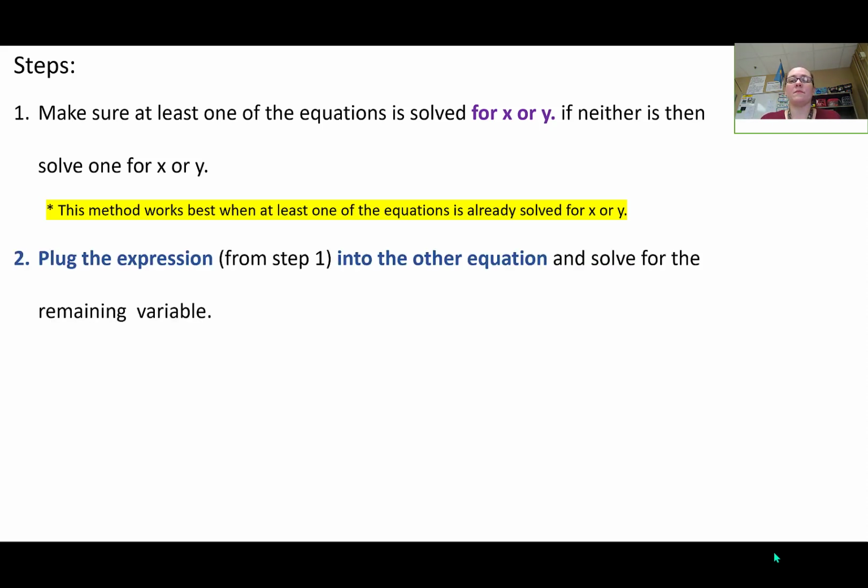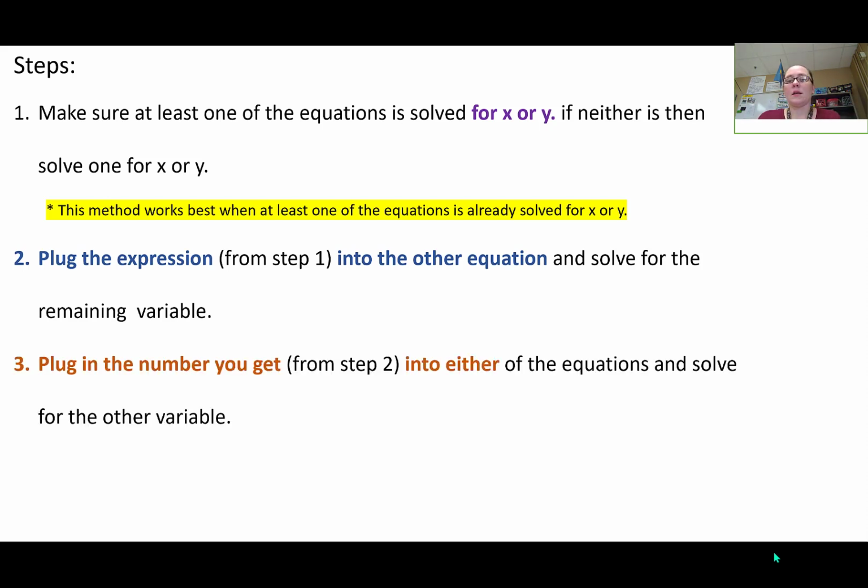Once we've got one solved for x or y, we plug in and solve for the remaining variable. Since we're looking for a solution, once we solve that first one, we have to plug back in to our original equations to get the other variable. And as always, our answer is going to be written as an ordered pair or a point.